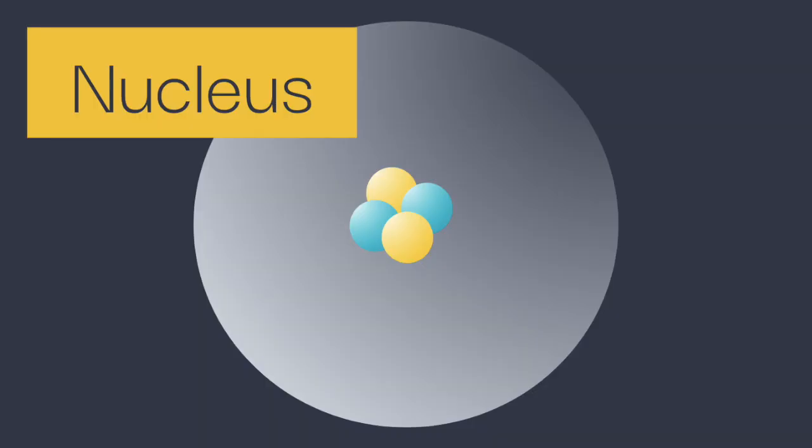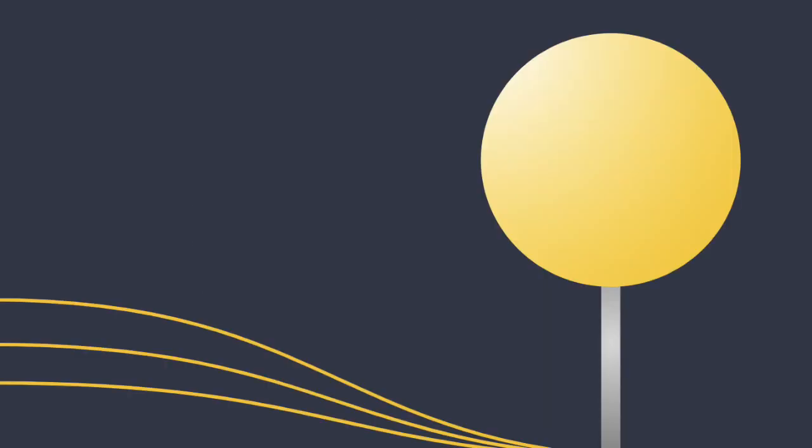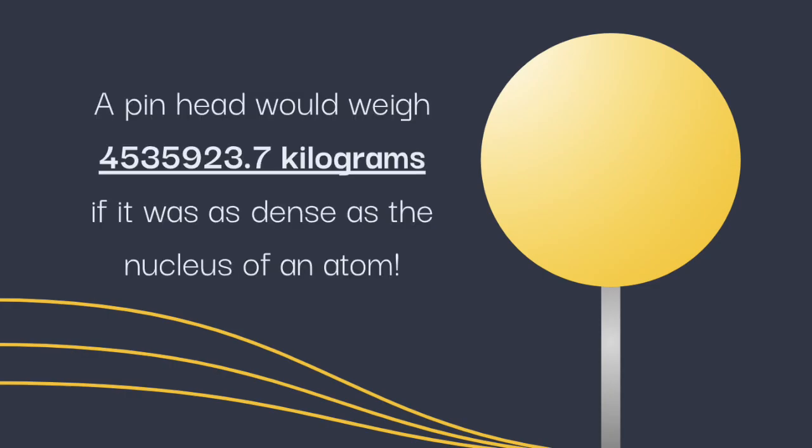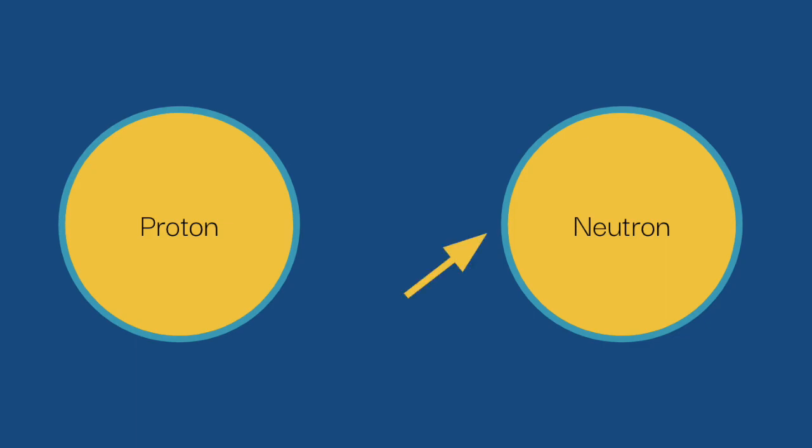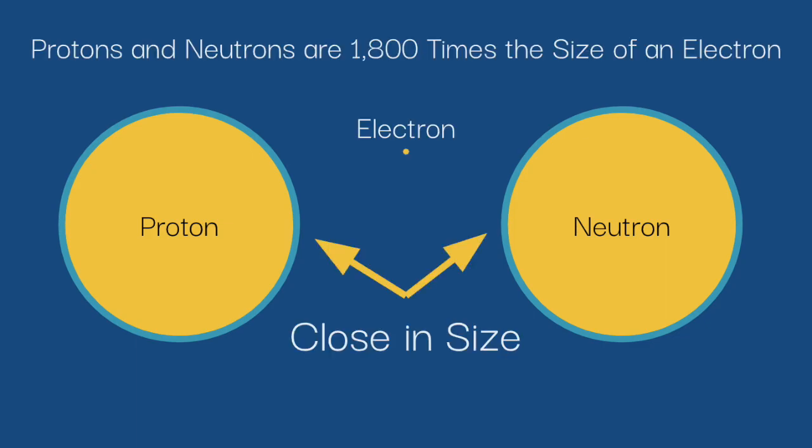The nucleus is also composed of different particles. They are called protons and neutrons. This nuclear material is so dense that if you had enough of it to fill the entirety of the head of a pin, that pinhead would weigh 4,535,923.7 kilograms. Neutrons and protons are about the same size. However, they are both 1,800 times the size of an electron.